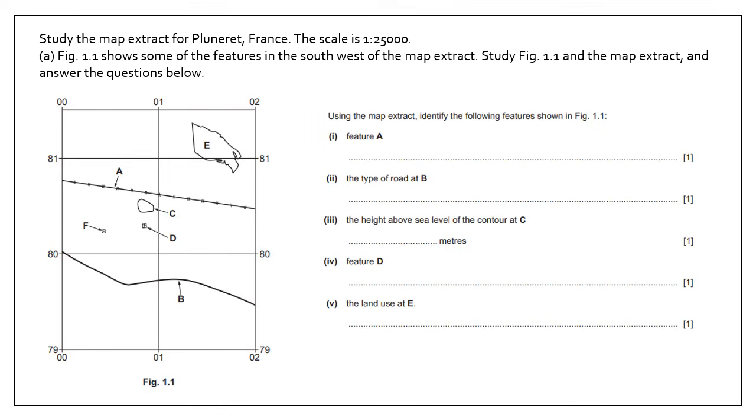And so, most map skills questions always start off with questions like this. You are given a map, which you should have out in front of you, and the question might be something like this. Figure 1.1, which is sort of a sketch of a particular part of that massive map, shows some of the features in the southwest of the map extract. Study figure 1.1 and the map extract and answer the questions below. So you can see I've got the map extract, figure 1.1, and the questions here.